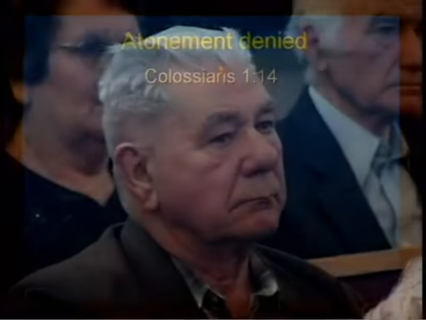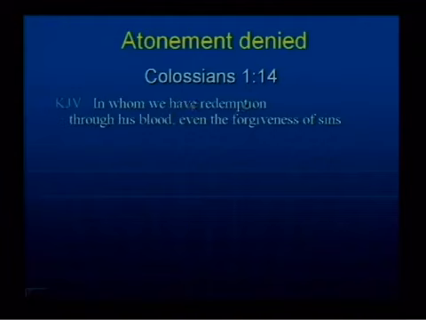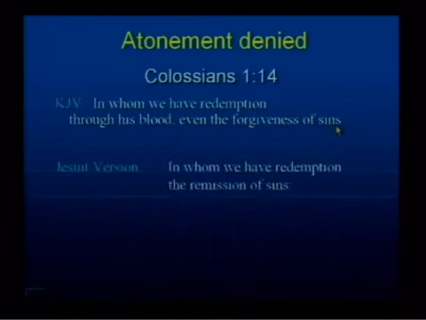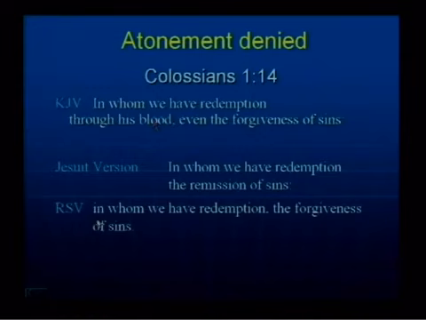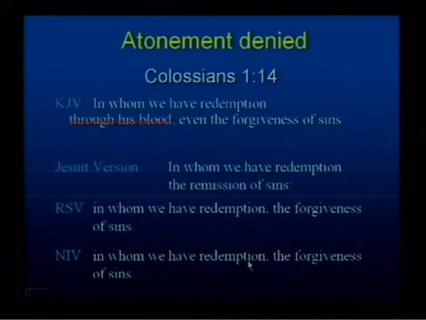Now, remember that Hort denied the atonement. They hated the doctrine that Jesus Christ died for you by the shedding of his blood. Colossians 1:14. King James, in whom we have redemption through his blood, even the forgiveness of sins. The Jesuit version, in whom we have redemption, the remission of sins. What's gone? Through his blood. Well, what's the RSV say? In him we have redemption, the forgiveness of sins. Strange. And the NIV, in whom we have redemption, the forgiveness of sins. That's the Jesuit Bible. So basically, if you read the NIV, you're reading the Jesuit Bible. Through his blood, gone.